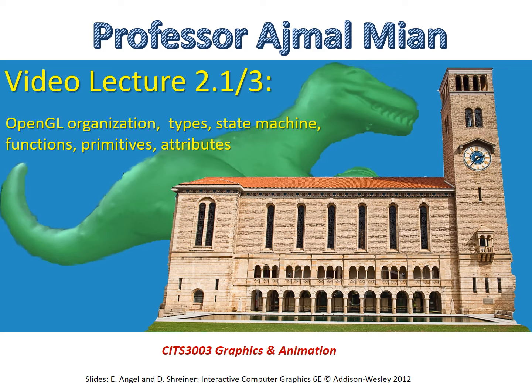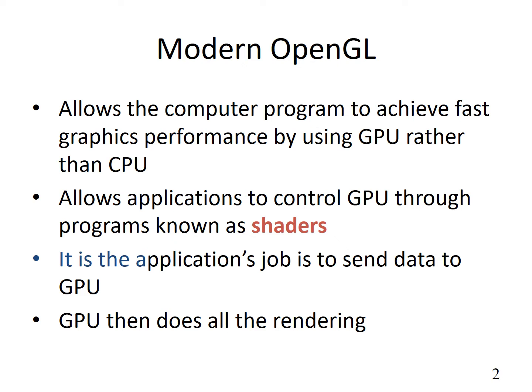This lecture gives a quick overview of the OpenGL organization, types, state machine, functions, primitives, and attributes. Modern OpenGL allows the computer program to achieve fast graphics performance by using a graphics processing unit rather than a central processing unit. Graphics processing unit is called GPU in short. Modern OpenGL allows applications to control the GPU through programs known as shaders.